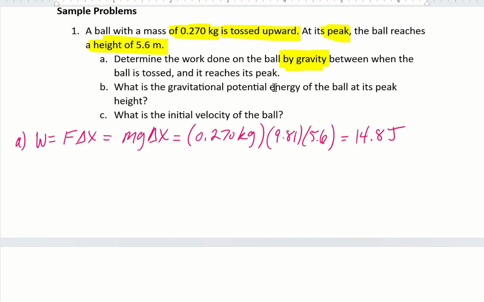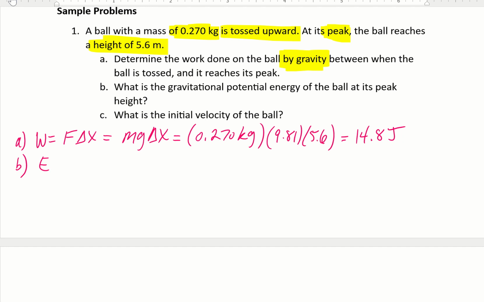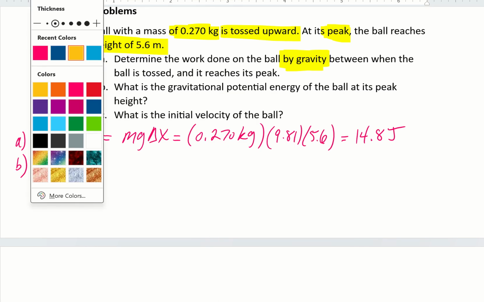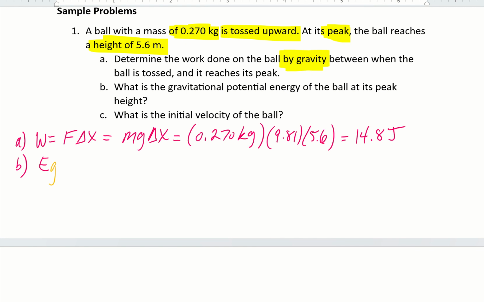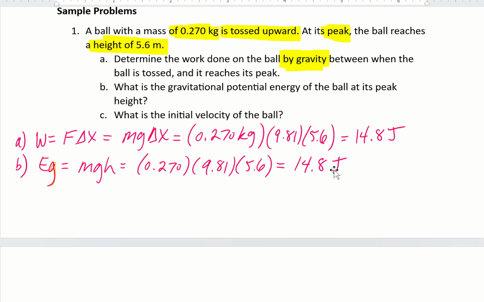Okay, what is the gravitational potential energy of the ball at its peak? Gravitational potential energy is mgh. So we're actually going to end up doing the same exact calculation. So the work required to lift a ball to a certain height is the gravitational potential energy at that height.